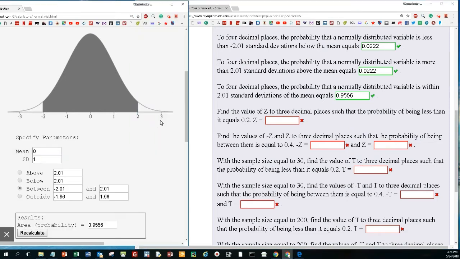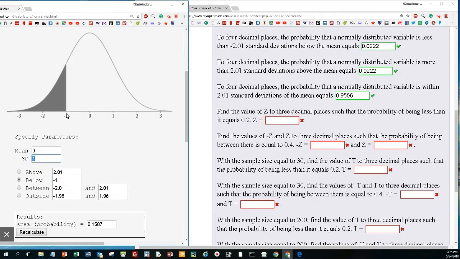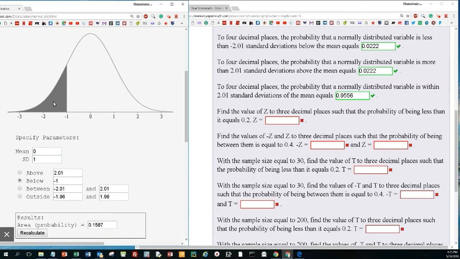Okay, now we want to find the value of z such that the probability of being less than it equals 0.20. So I'm giving you, let's change this here. If I type in -1 there, at -1, right, the probability is 0.1587. So I'm giving this probability. This probability is 0.1587. I want to know what this value is.